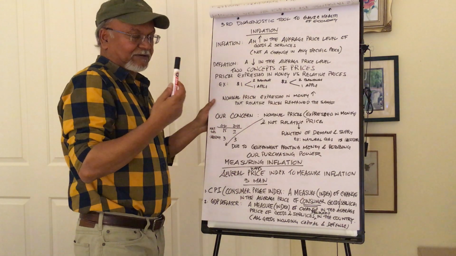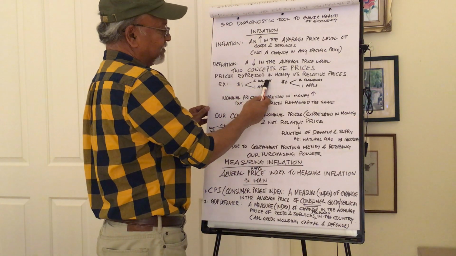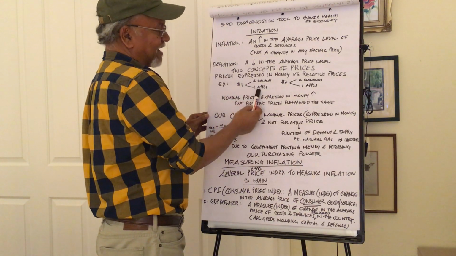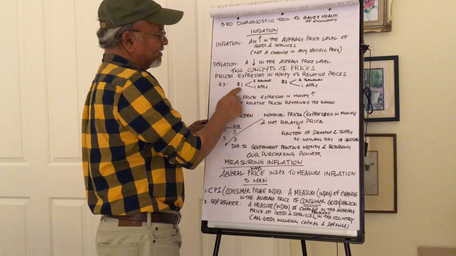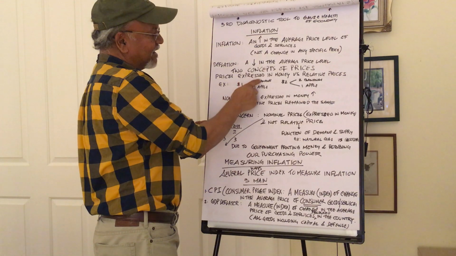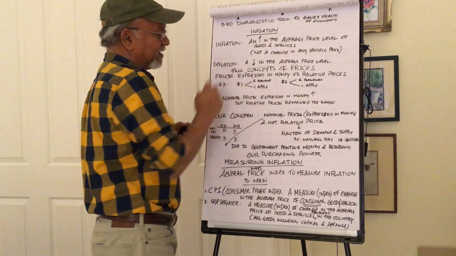Let's say you have $1 in money. $1 you can use to buy 2 bananas, or $1 you can use to buy 1 apple. So that means 2 bananas are equivalent to 1 apple. Because $1 can buy you 2 bananas, or $1 can buy you 1 apple. So 2 bananas equals 1 apple.